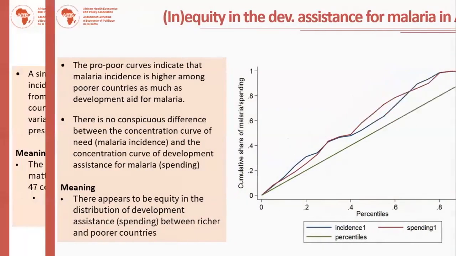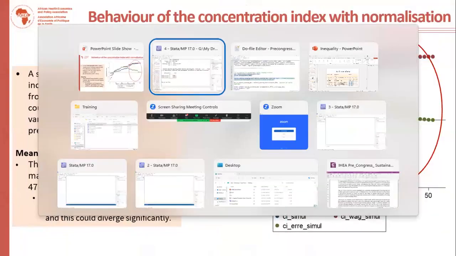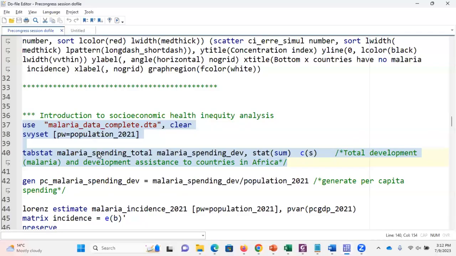So now this is the one I'm going to show you in terms of health equity. Now that we've run that, it's not necessary for us to see. We're going to generate per capita malaria spending. Remember, we're dealing with malaria spending. We need to know per capita within a country rather than just taking malaria spending, the same way we did with incidence. So we need to know per capita, per population.